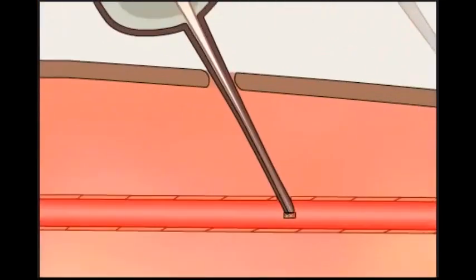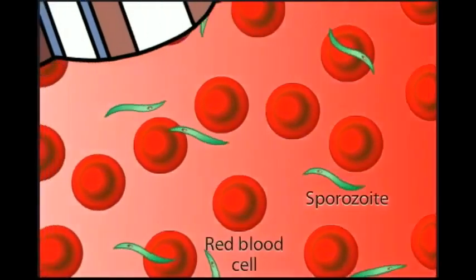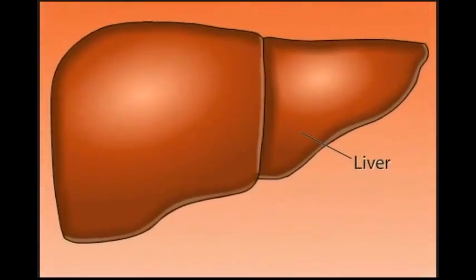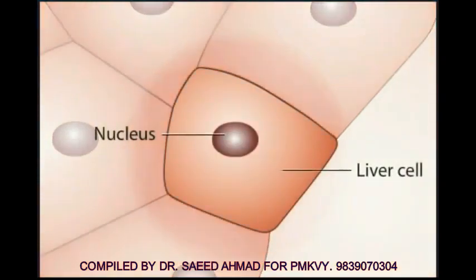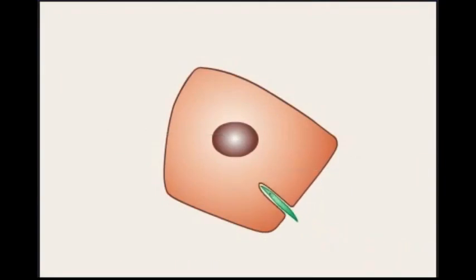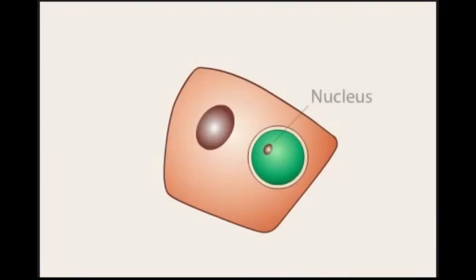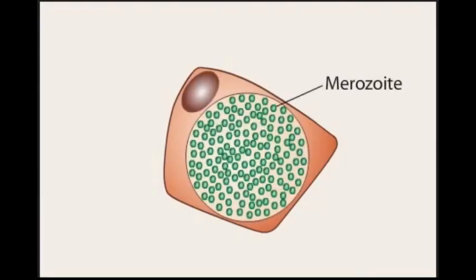The circulatory system delivers the sporozoites to their target, the liver. A sporozoite enters a liver cell and begins to feed and grow. During the process, the parasite's nucleus divides many times, and then the nuclei bud off to produce thousands of new plasmodium cells, now in a form called merozoites.